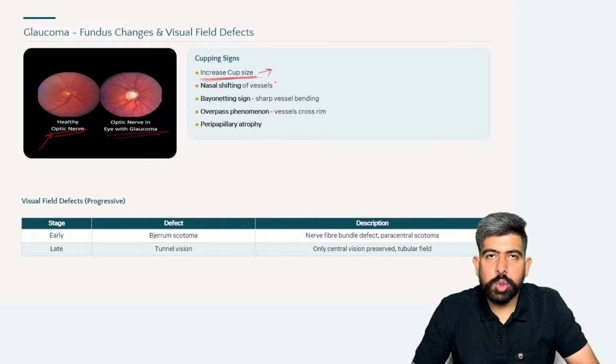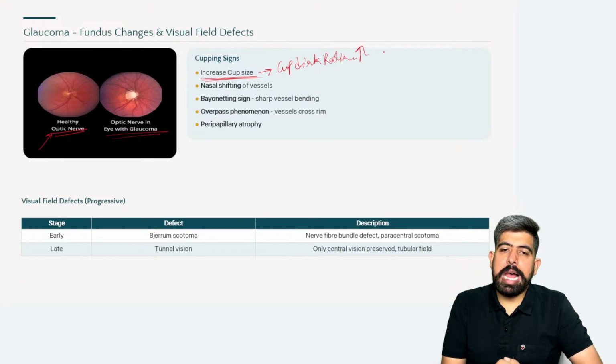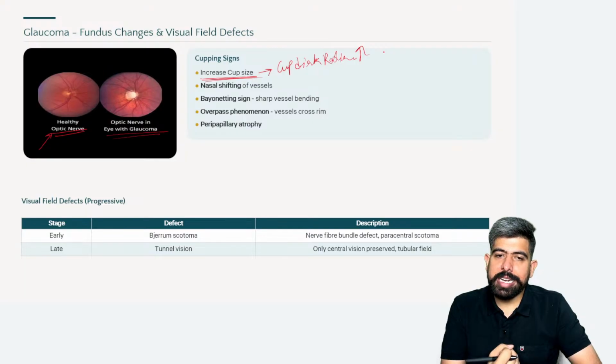So cup size will increase. So what will happen? The cup disc ratio will be increasing. As the cup increases, the cup disc ratio will get increased.